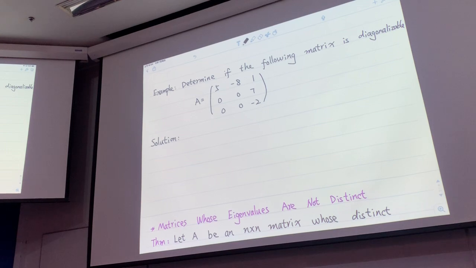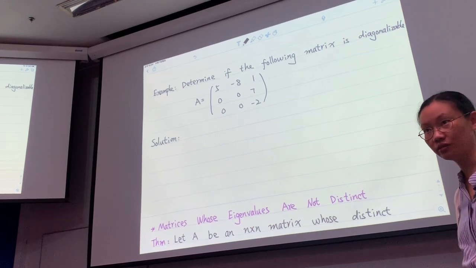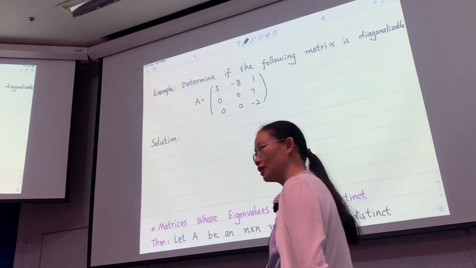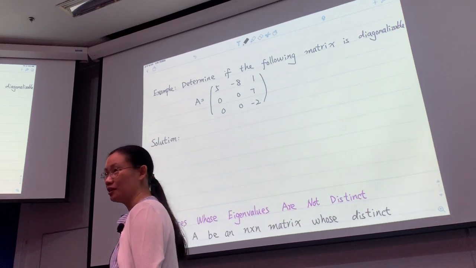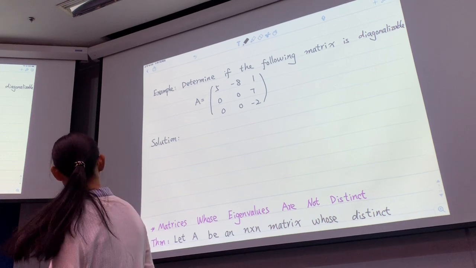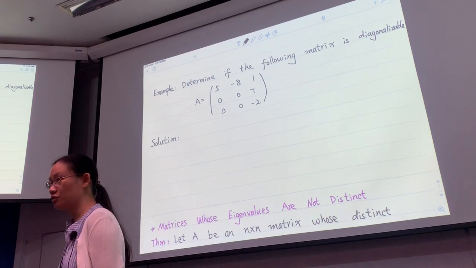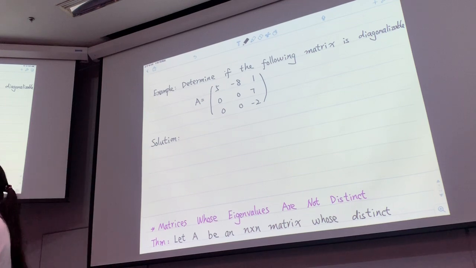So look, this is a triangular matrix, and for a triangular matrix, we know the eigenvalues. The eigenvalues are just those diagonal elements, right? So the diagonal elements are 5, 0, -2, which means for this matrix, we have 3 distinct eigenvalues, and according to the theorem we just discussed, it has 3 linearly independent eigenvectors. So this is diagonalizable, right?